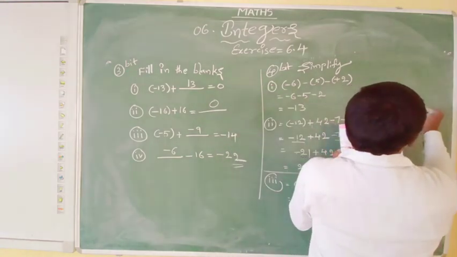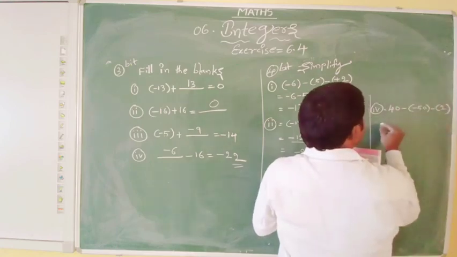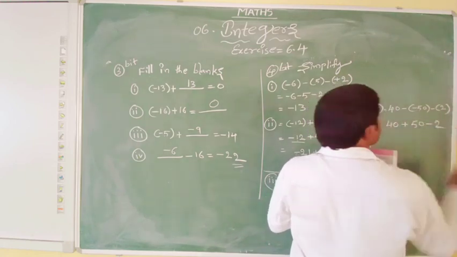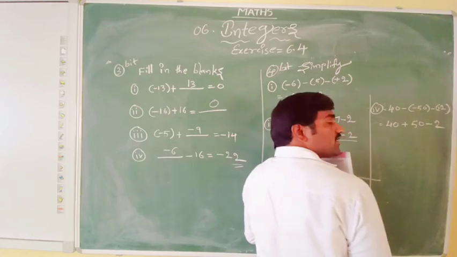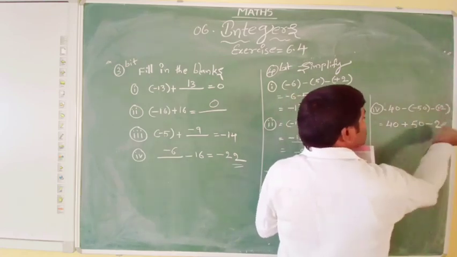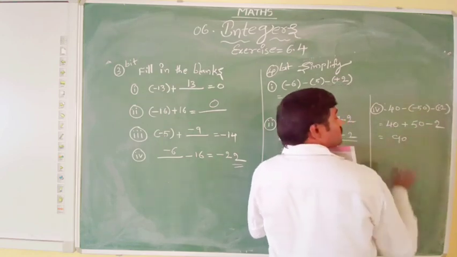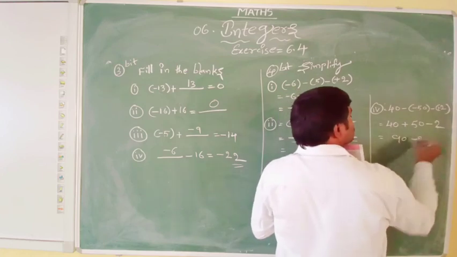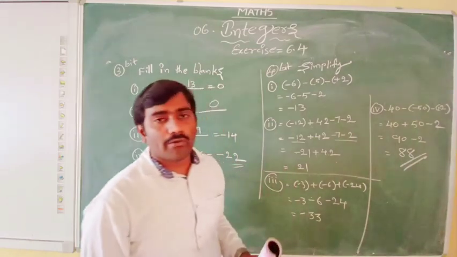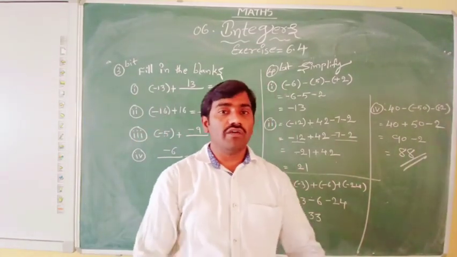40 minus of minus 50 and minus of 2. That equal to 40 minus into minus, plus 50 and minus into, here there is nothing but plus only. If there is no symbol before the number, always plus we have to take. Minus into plus is minus. So 40 plus 50, both are positive numbers. So add it, we will get 90 minus 2. That equal to 88. So I hope you understood these 6.3 and 6.4 operations of integers.